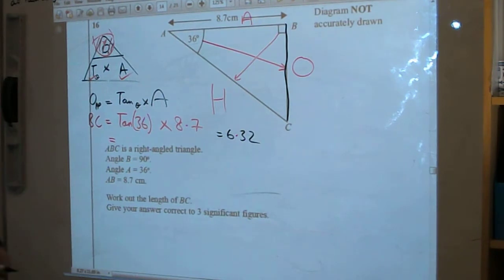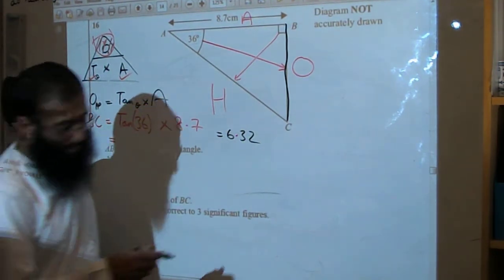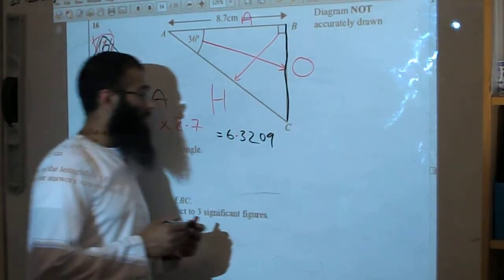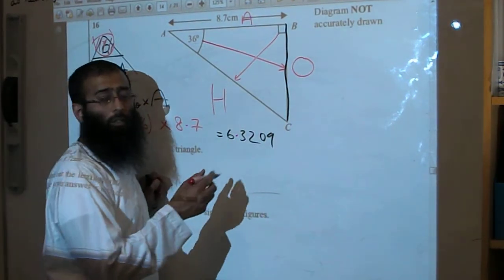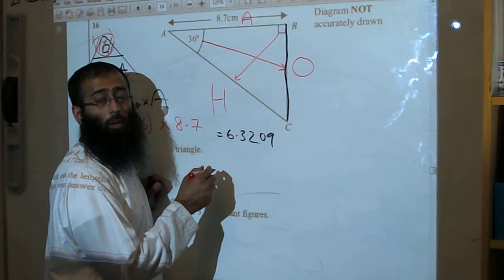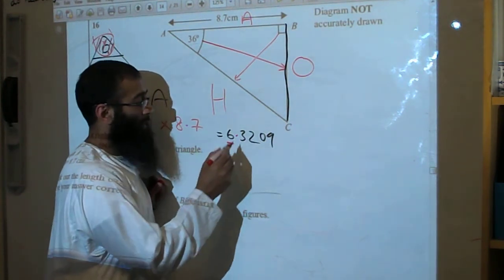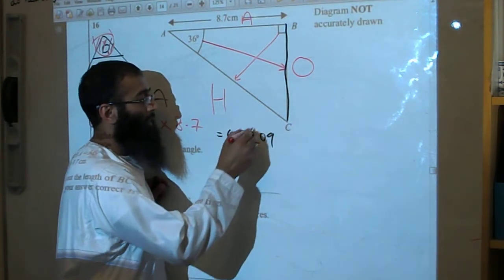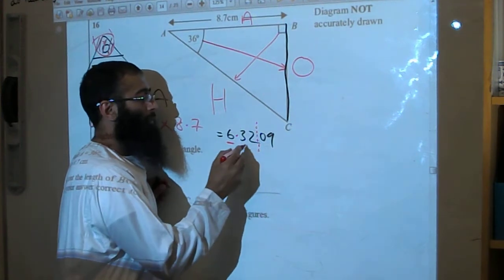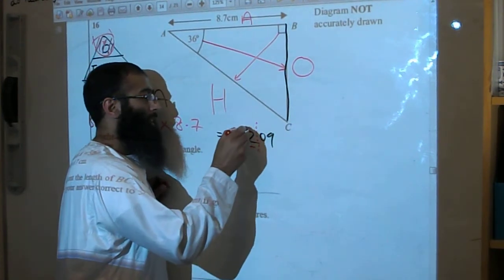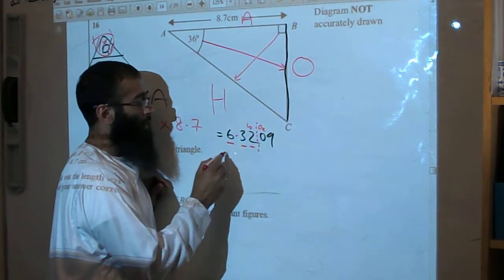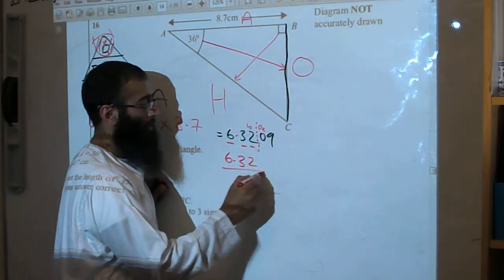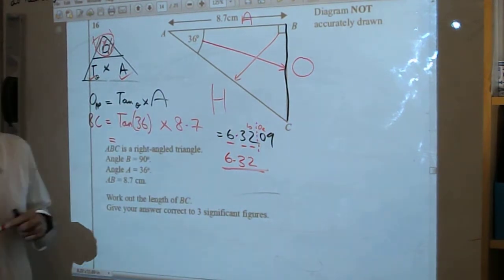And we want it to three significant figures. The answer says 3 significant figures. So my first significant figure is, what number? 6. First, second, third. That's my third significant figure. So that's my last digit, that's my decider. If it's less than 5, you leave it alone and you stop there. So the answer should be 6.32.